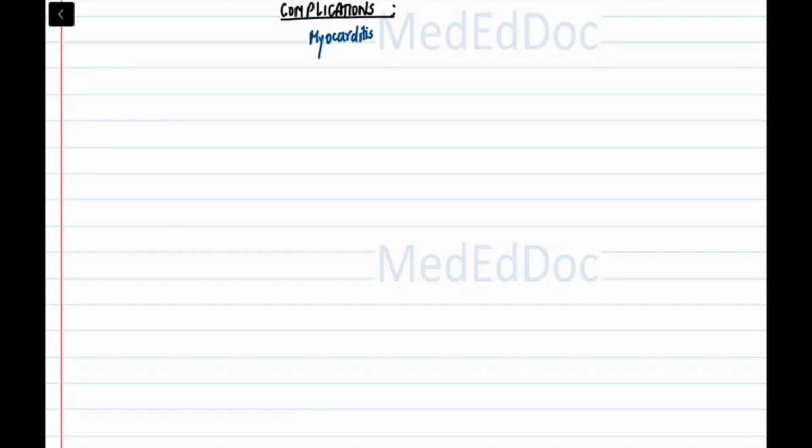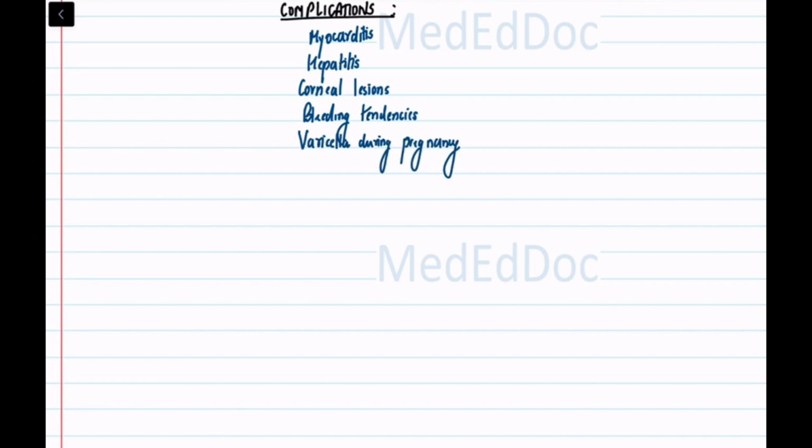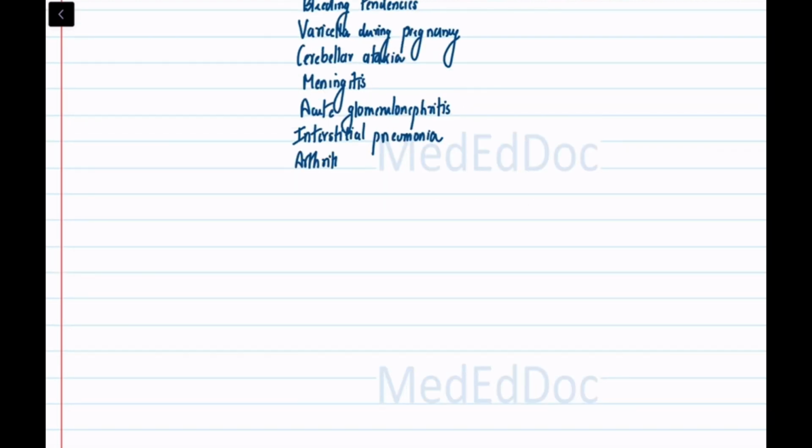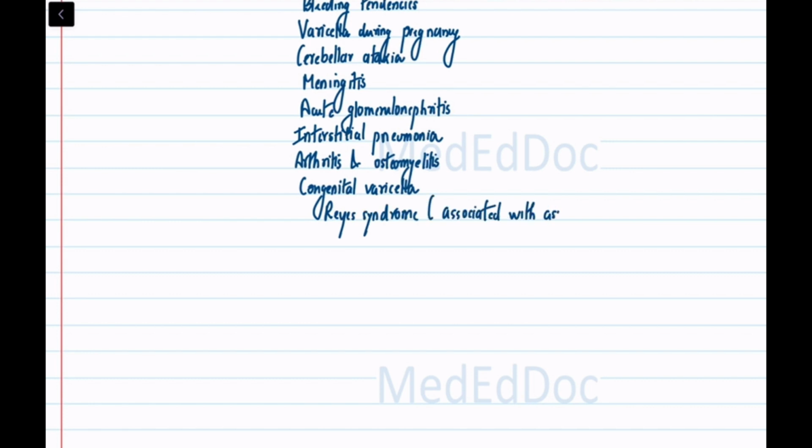Complications may include myocarditis, hepatitis, corneal lesions, bleeding tendencies, varicella during pregnancy, cerebellar ataxia, meningitis, acute glomerulonephritis, interstitial pneumonia, arthritis and osteomyelitis, congenital varicella, Reye syndrome associated with aspirin use.